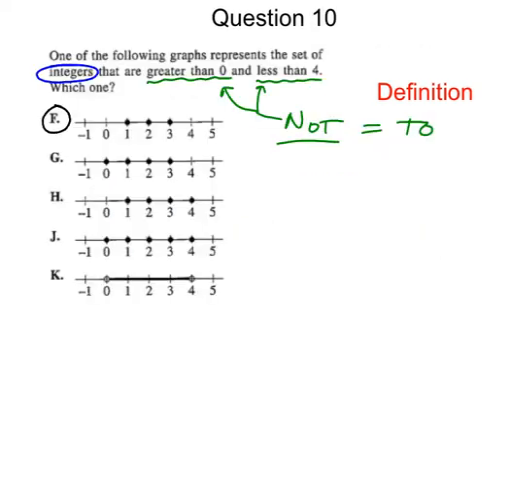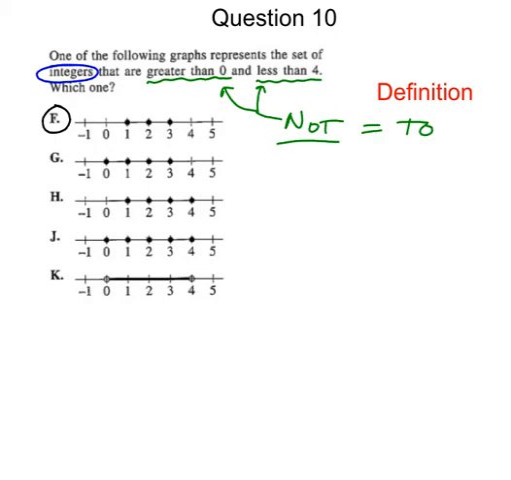And finally, question number 10, a little bit of definition play and being able to read a graph. It says that this is a set of integers, and integers are nice rounded numbers, which is why K is kicked out. K looks like it's going to work. It says that it is greater than 0, less than 4, meaning not equal to. It never says equal to. So K seems very tempting because it's open circles, and we recognize that as not equal to.